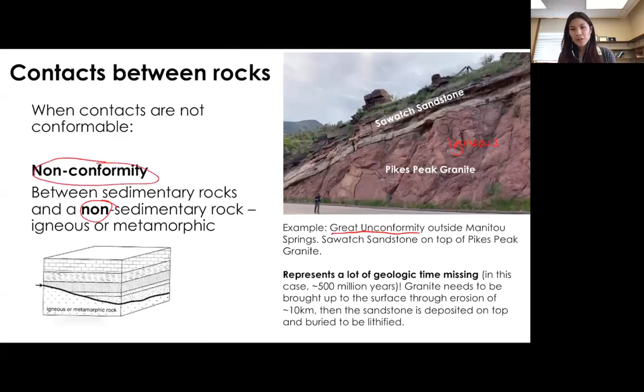This particular non-conformity is pretty unique. We've dated all these rocks, and the gap of time between the two layers is about 550 million years. So we're missing 550 million years of rock between the Pikes Peak granite and the Sawatch sandstone.